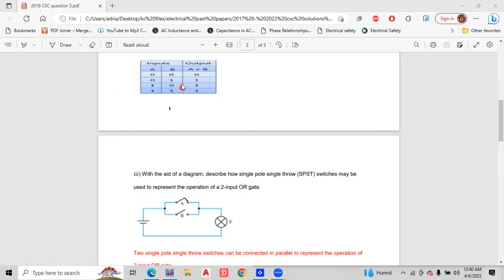For the fourth row, both A and B are high, so both switches will be closed. The fact that both switches are closed means that there's a path for current to flow throughout the circuit. So the lamp here will turn on, so you'll get a 1 output as indicated in the truth table here. All right, so that's it for part 3.